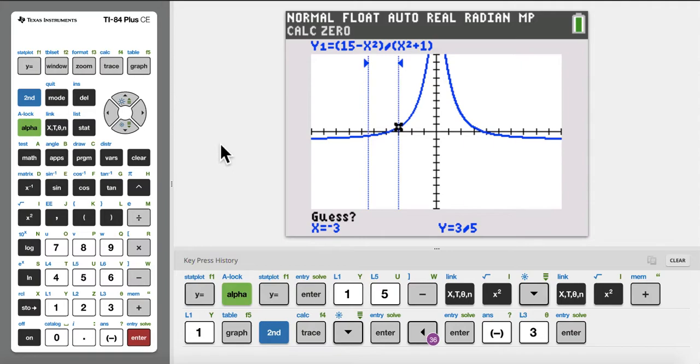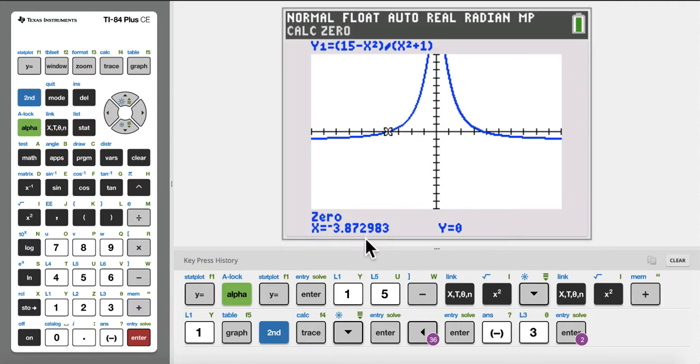Notice that we have these 2 vertical dotted lines. What we've just done for the calculator is to set up the boundaries, the area that we want this calculator to look for our zeros. The last thing it asks for is a guess. Now we can guess anywhere in there or even on the boundary. So if we just hit enter, it takes a second, and we find that 0 listed at the bottom to be -3.872.